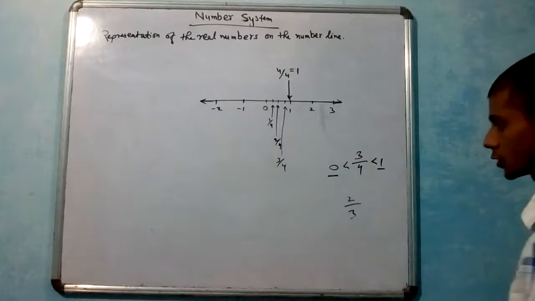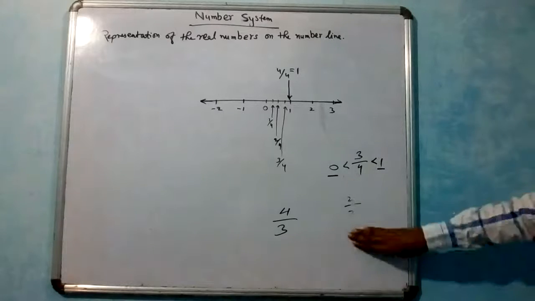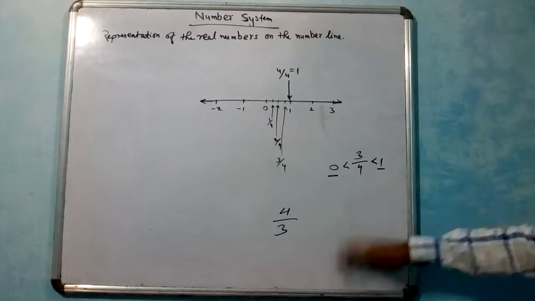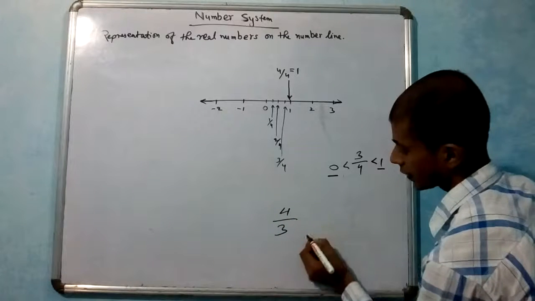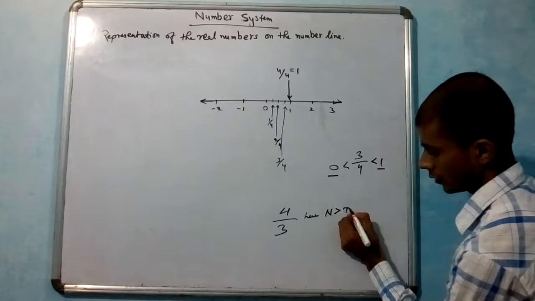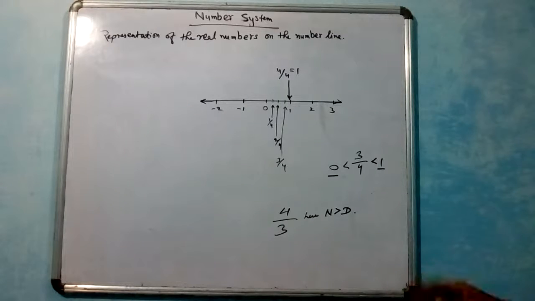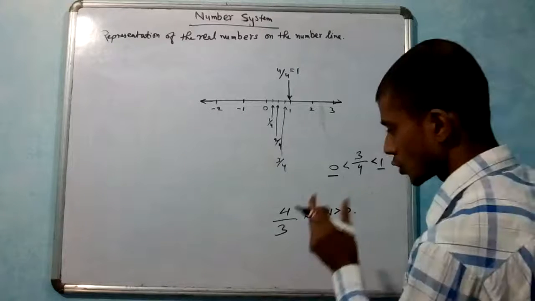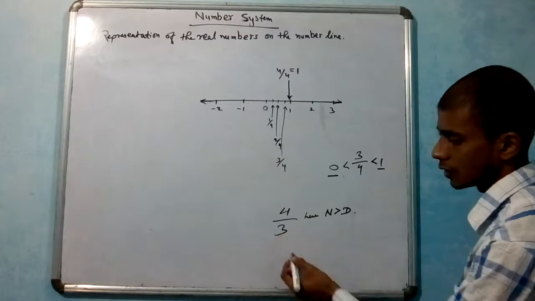Suppose it is like this, 4 by 3. Then what to do? Here we see that this 4 is greater than this 3, which means the numerator is greater than the denominator, so it is going to lie beyond 1, where we don't know. So the first step is to find between which two numbers this fraction is going to lie. So what to do? Convert this into a mixed fraction.